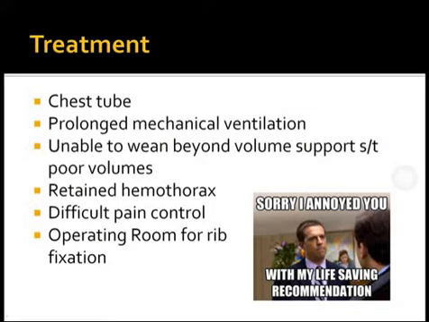So we were never able to get her off volume support, meaning even though she was trached, I could never get her to trach collar on her own. She had a retained hemothorax, and she had a lot of pain management issues. So ultimately, I did fix her ribs. But before I do that, when I'm preparing myself or setting myself up in the operating room, the things I need to know, I told you she broke ribs 2 through 7, right? Ribs 2, 3, and 4 are all underneath the scapula. I can't get to them very well. I can pull the scapula up and get to sometimes 4, but 5 and below I can get to.